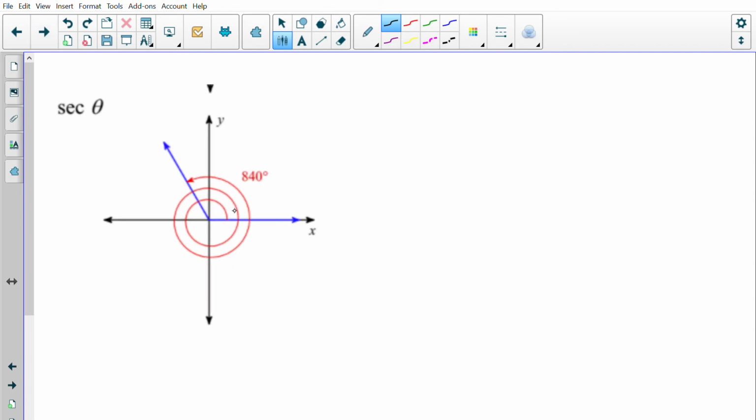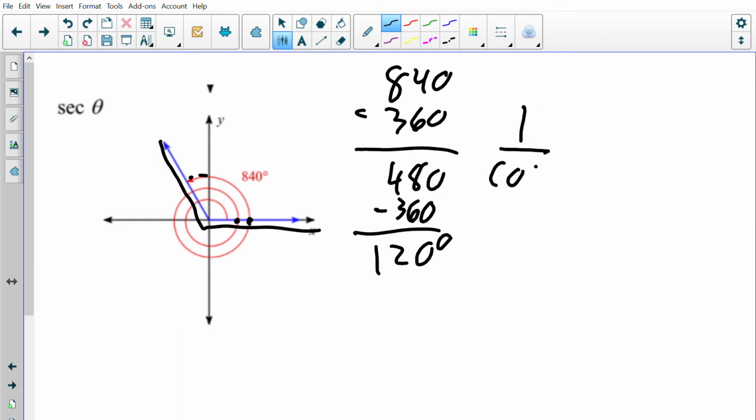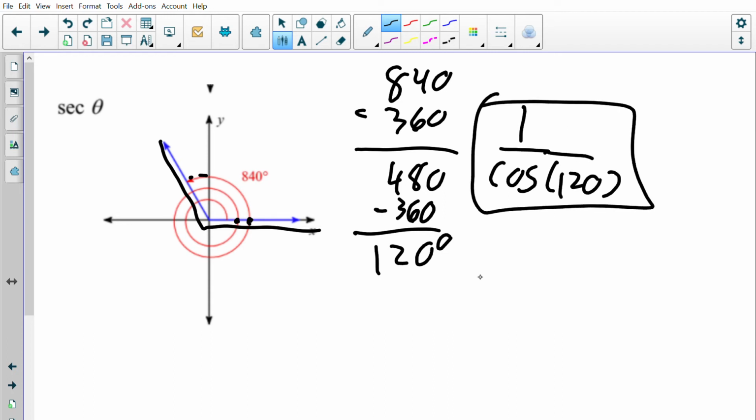This next one, it went around 360. That's to here. I get 480. And then it went around again to here. So I'm going to subtract another 360. I get 120. So this angle right here is actually 120 instead of this 840 to plug in. Instead of secant, I'm going to do 1 over cosine of 120. So I literally plug this into my calculator, and then I find out that this angle is -2.